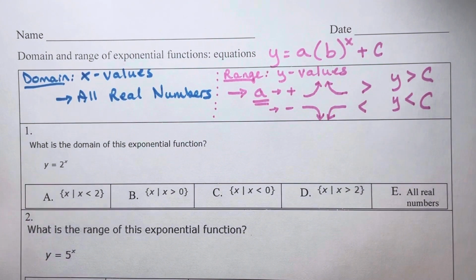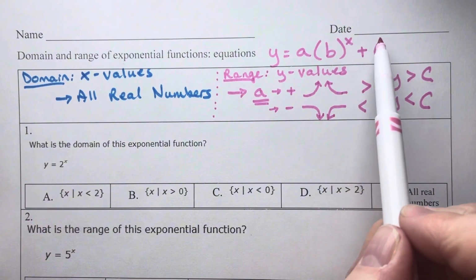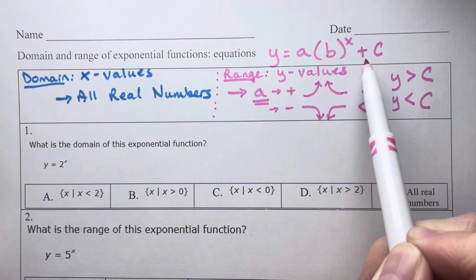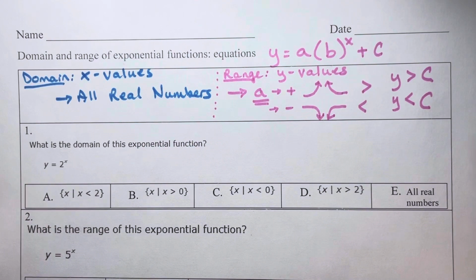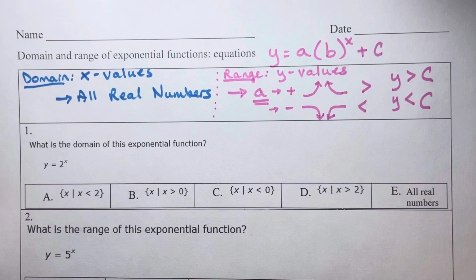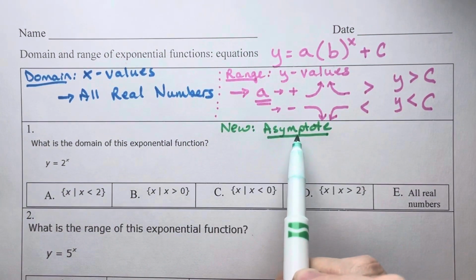That's our asymptote. So if there is no number showing here at the end of an equation, then you can say that y is greater than or less than 0, because no number implies that there is nothing. And what number is nothing? 0.